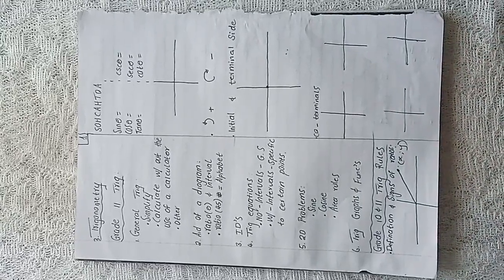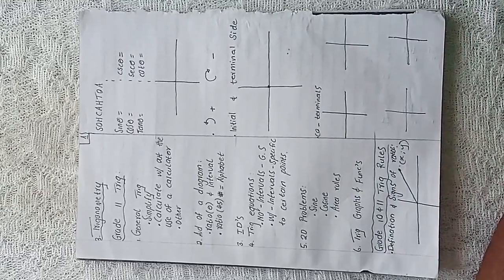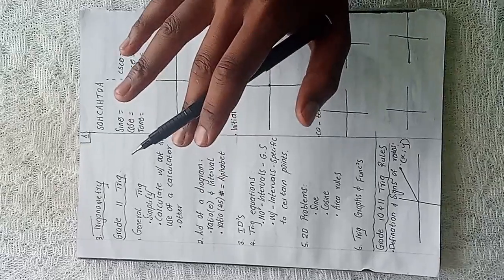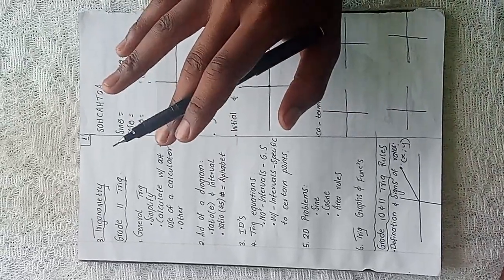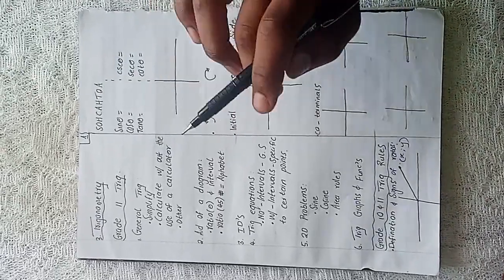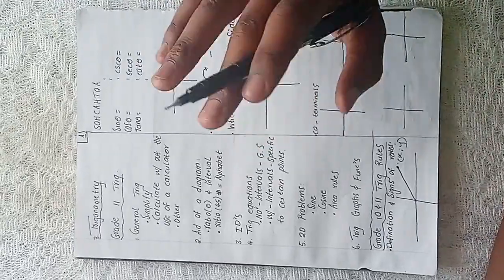Okay, guys, let's do trigonometry. Trigonometry is a branch in mathematics that deals with the study of triangles. We're studying the relationship between the sides of a triangle and its angles, the sides and the angles.